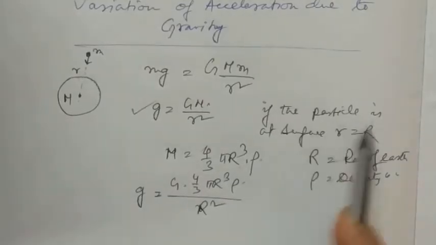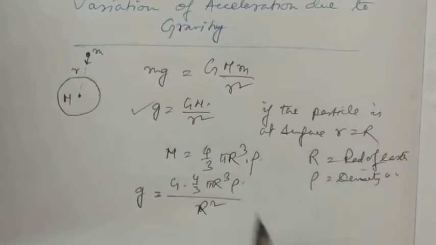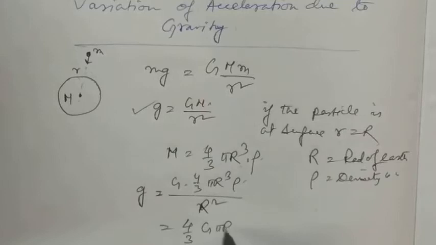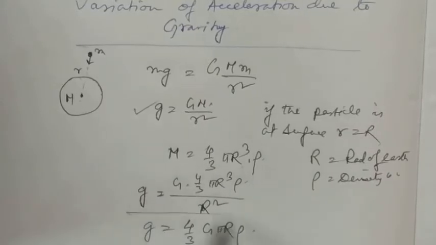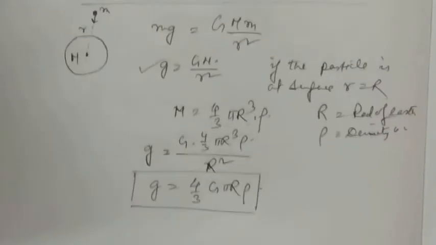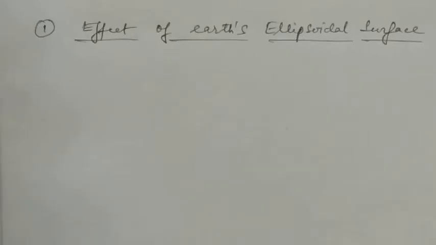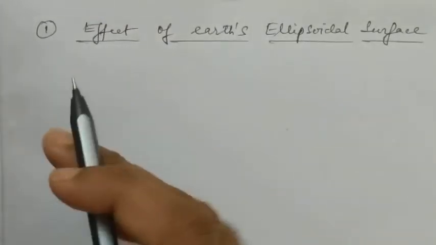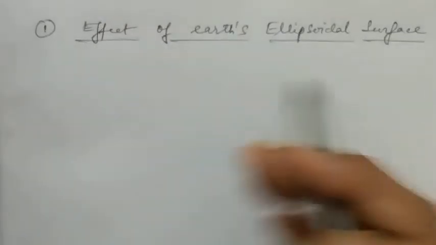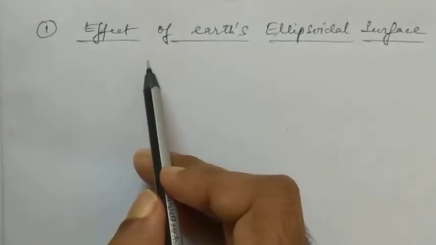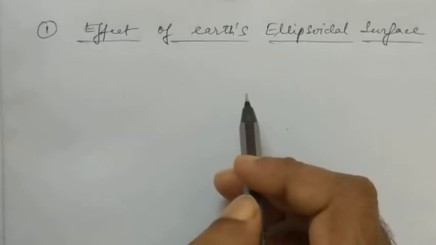We have taken the particle to be at the surface of the earth. So we get g is equal to 4/3 G pi R rho. We have to remember this relation for further study. Now we are going to study the various aspects of the change in the value of g, small g as we call it.